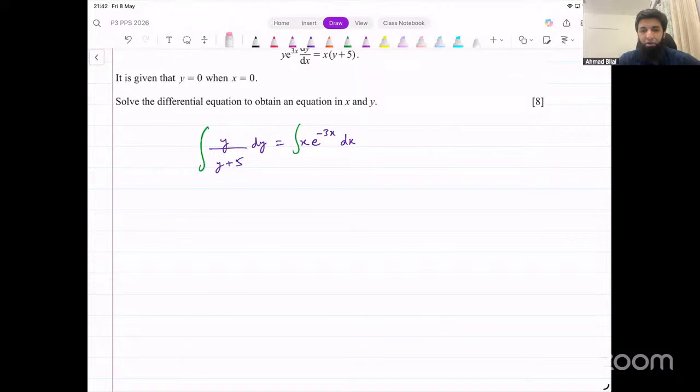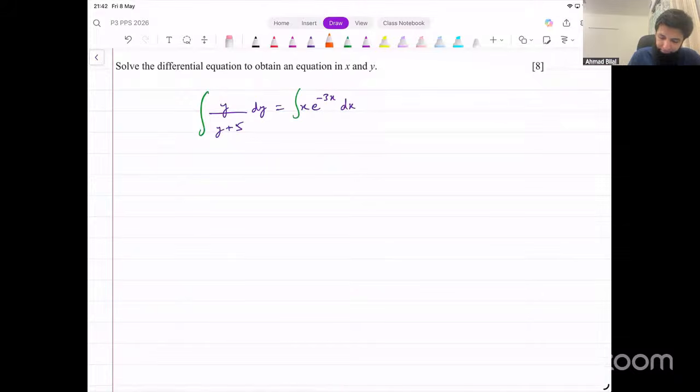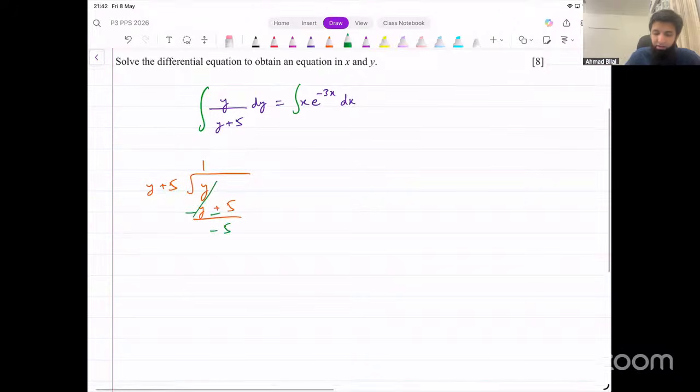You need to remember all the rules that we've got for fractions, right? Which rule is going to work on this? It's an improper fraction. So we do long division. y divided by y plus 5. What do we multiply y by to get y? 1. So 1 into y plus 5, that gives us y plus 5. Change the signs, it becomes minus minus. This gets cancelled and we have minus 5 as the remainder.